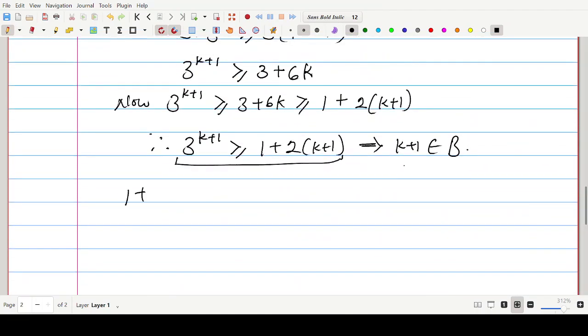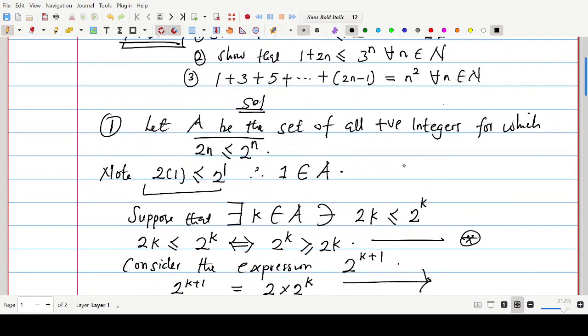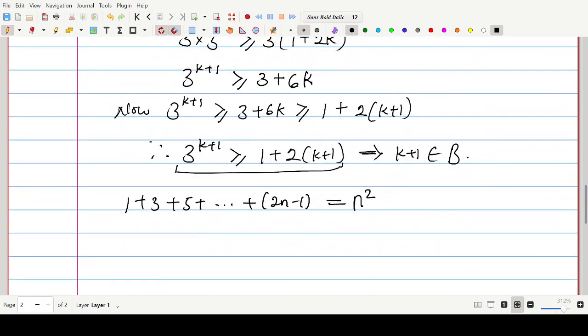We have 1 plus 3 plus 5 plus dot dot dot plus 2n minus 1 equals n squared. We want to show something here, very, very important. This is number 3.